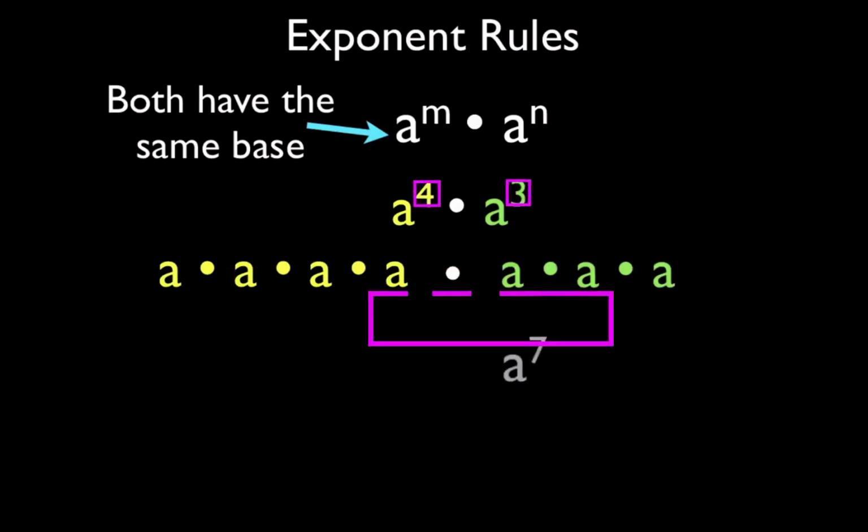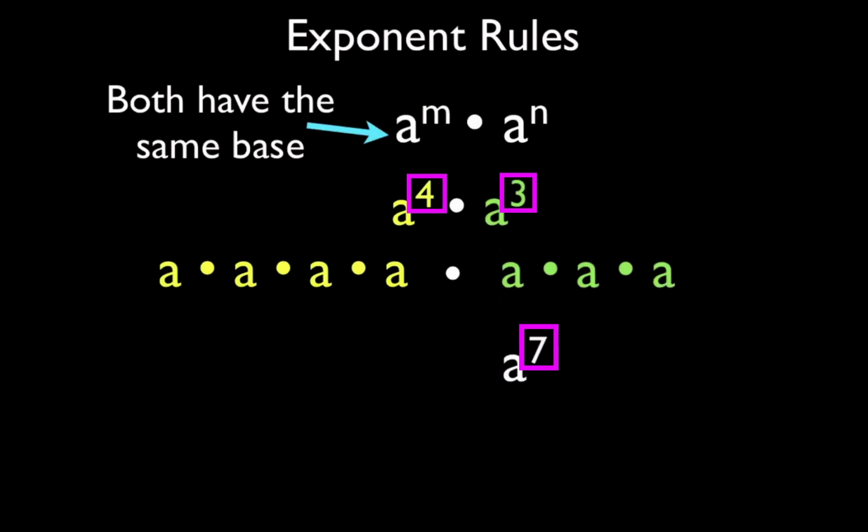a to the 7th. Pause the video and try to think, how could we have gotten that number without having to write it out in expanded form? Is there a way to know ahead of time that it was going to be a to the 7th?